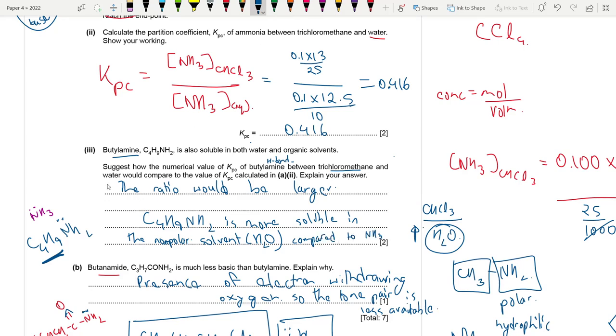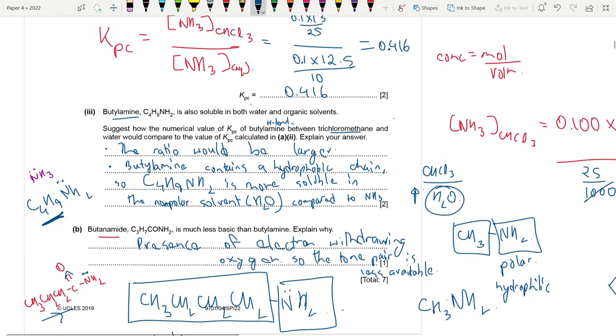So the wording is, this is the first point, the ratio would be larger. Why? Because butylamine contains a hydrophobic chain or a non-polar chain, right? So butylamine is more soluble in the non-polar solvent compared to ammonia.